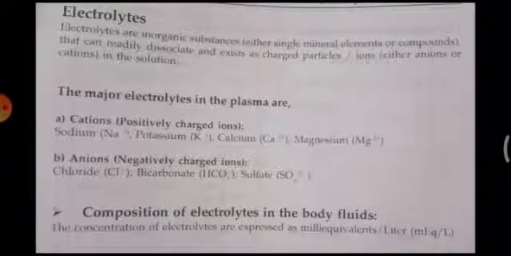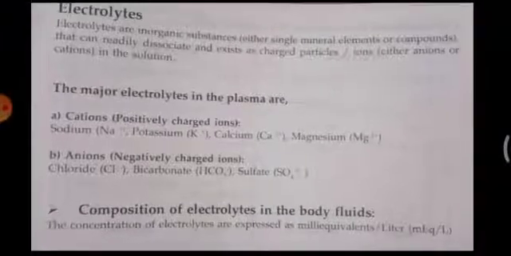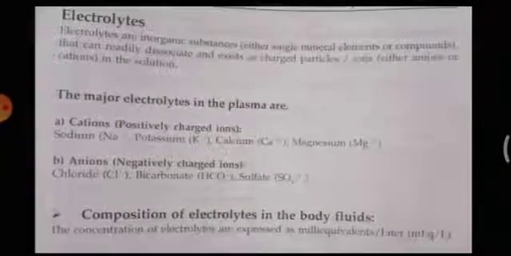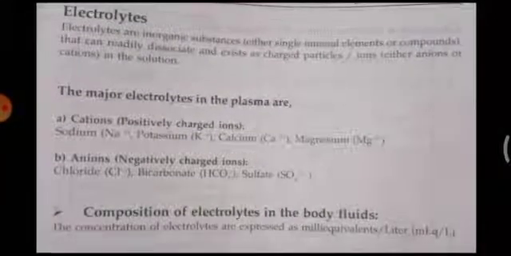Next is electrolytes. The electrolytes are associated with water balance. Electro means electricity and lysis means breakdown. Electrolytes are the compounds which on dissociation are converted into charged molecules such as ions. So let us discuss what these electrolytes are and how they are associated with water balance.